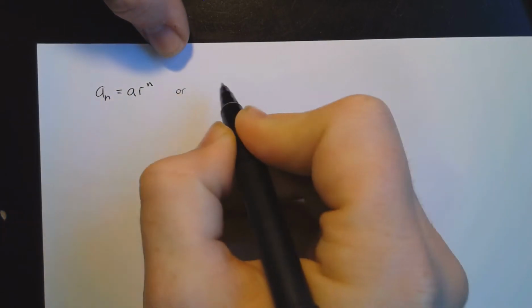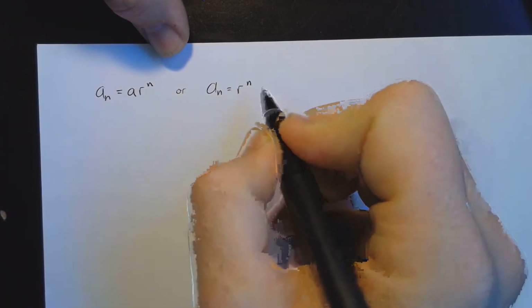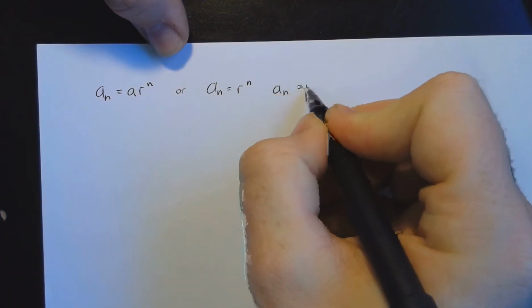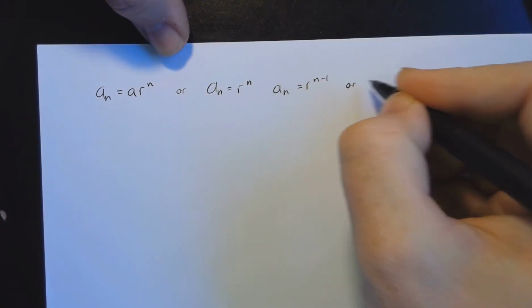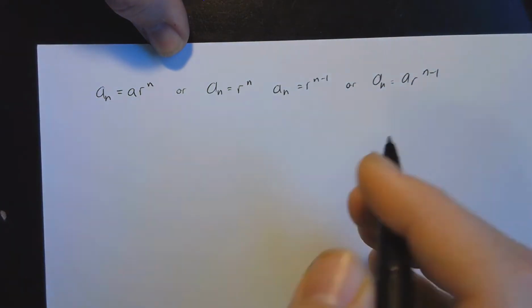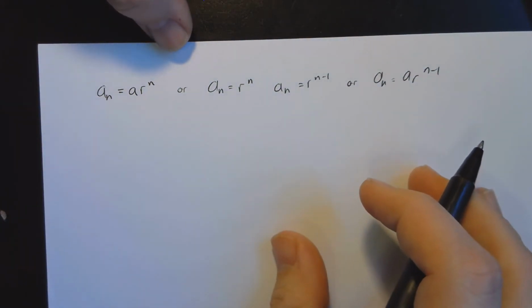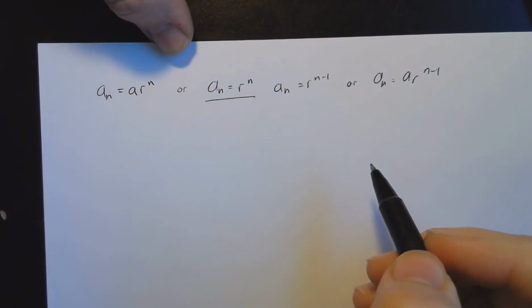You may also see it like this: a sub n is equal to simply r to the power of n. You may also see it as a sub n equals r to the n minus 1. And again, this one right here, such that we have a leading term, or a sub n equals a r to the n minus 1. Any one of these forms is really a geometric sequence. It's important to note that this is probably the most basic form of a geometric sequence you might see.